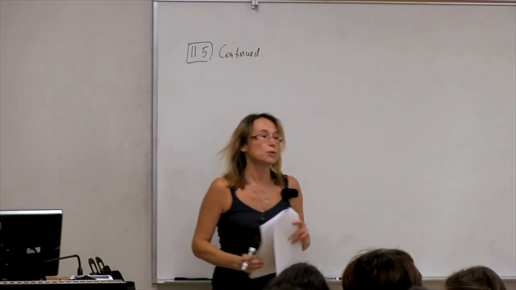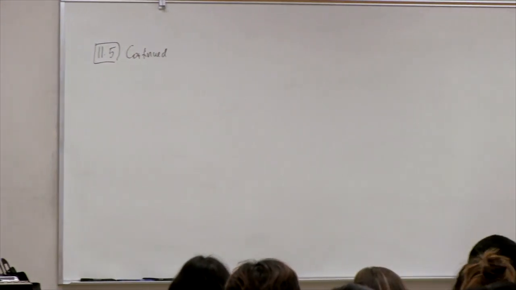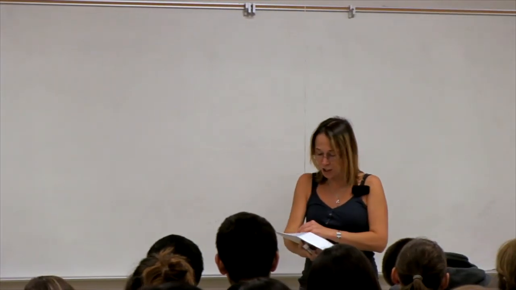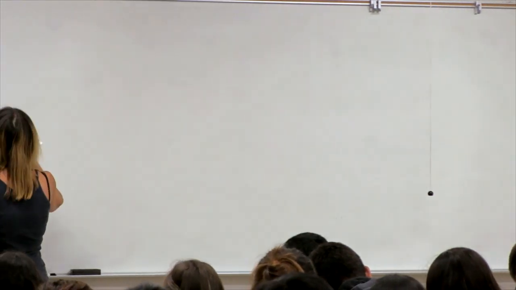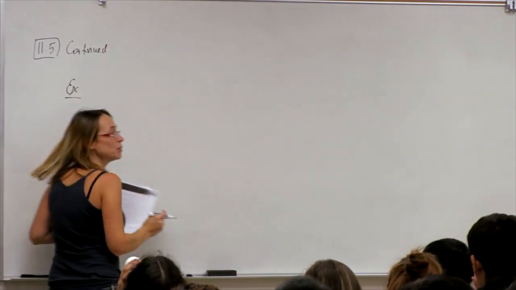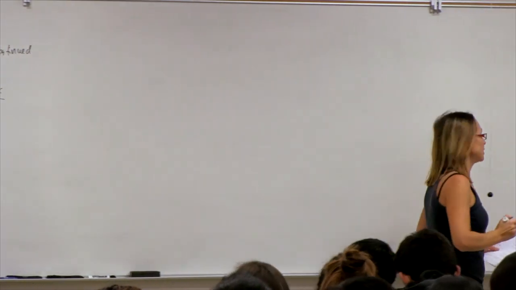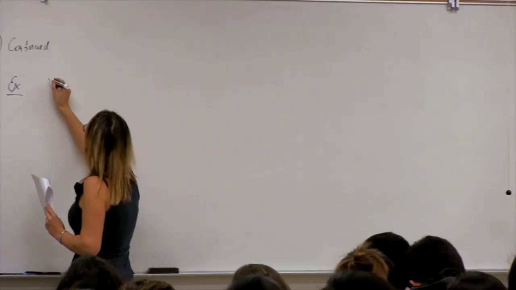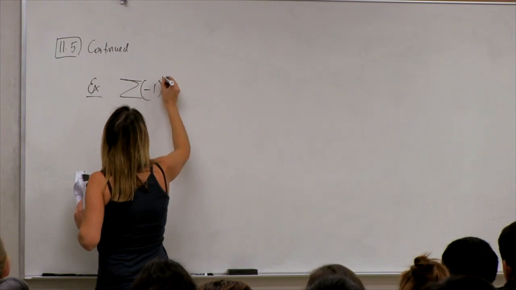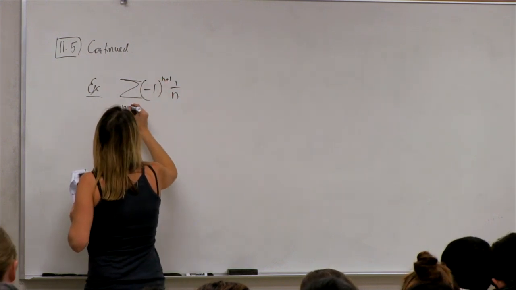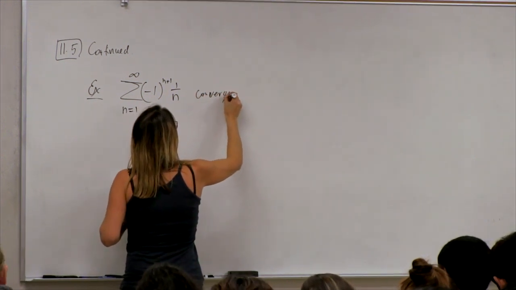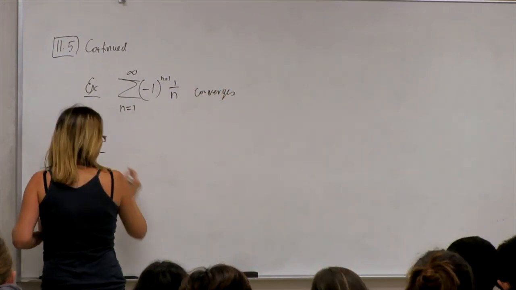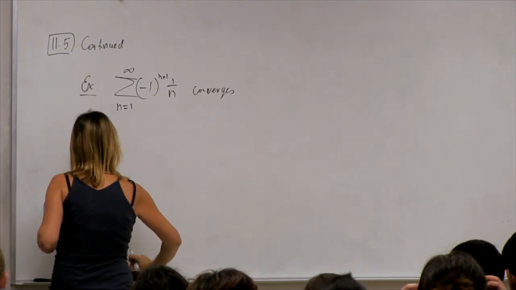So remember, we were dealing with alternating series, the ones that change sign, and it's easier for them to converge because sometimes we add terms and sometimes we subtract them. So we only did one example. We proved that this one converges. Now let's consider some more sophisticated examples.